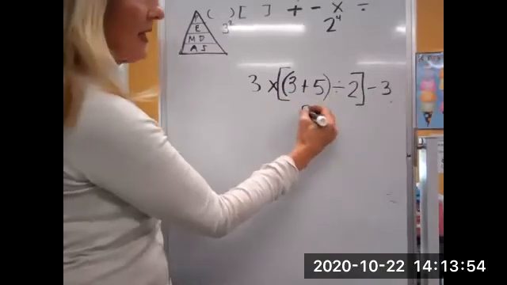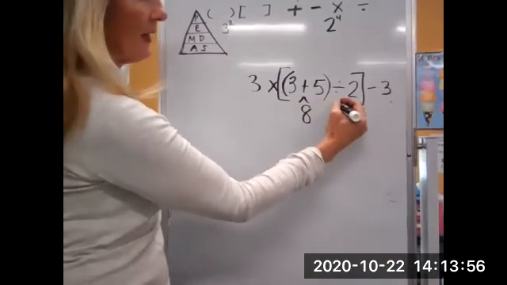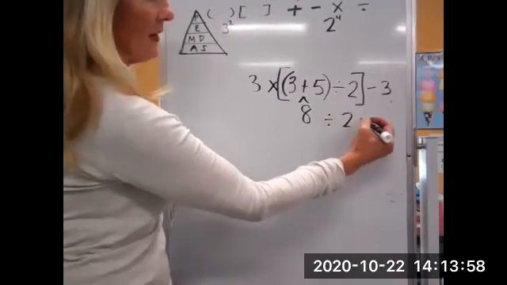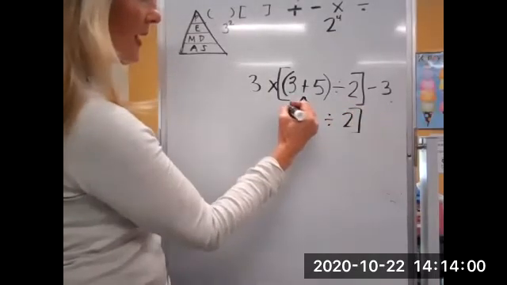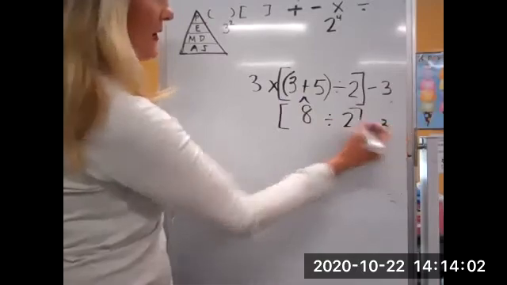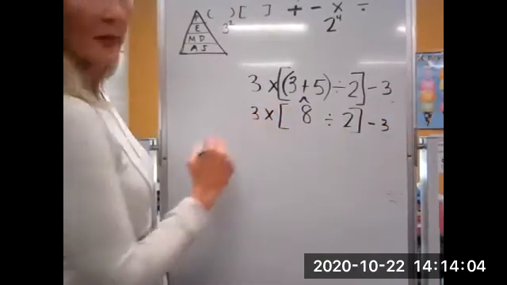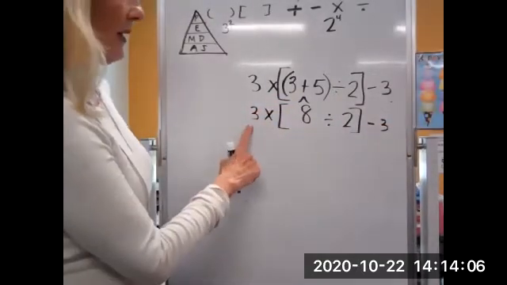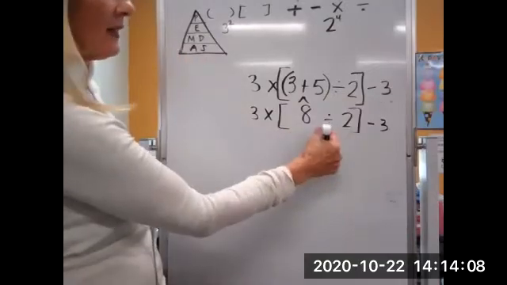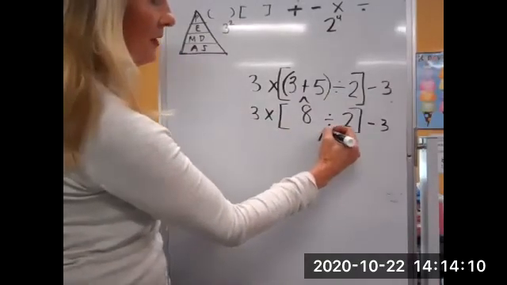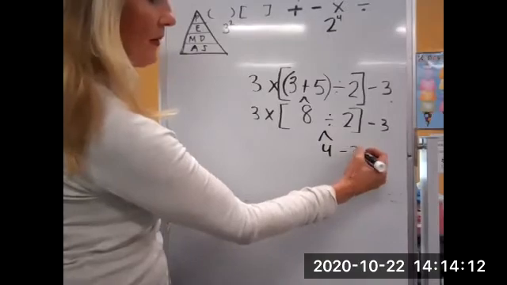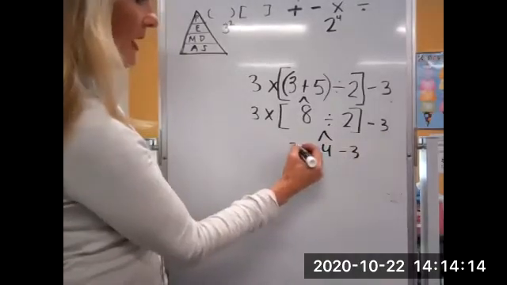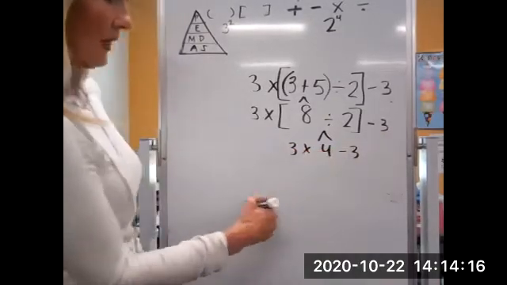5 plus 3 is 8. I need to bring down the divided by, bring down the 2. That's still within a bracket. Take away 3, and make sure I remember to multiply it all by 3 as well. Next, I still have brackets, so that's what I'll do first. Bring this down, it's 4. I'm going to include the take away 3 and the 3 multiply.